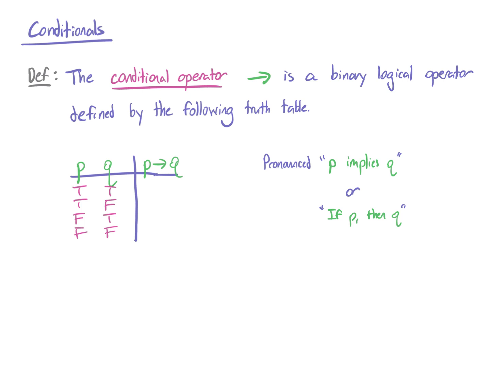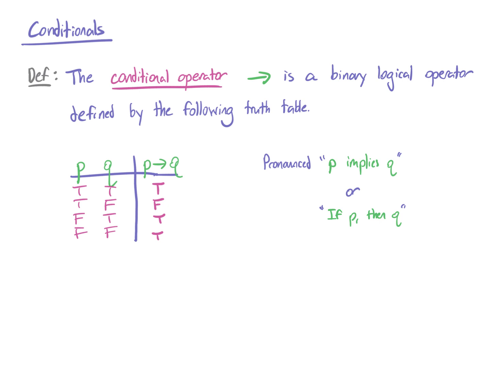Like every logical operator, it has a truth table. Let's go ahead and look at the truth table that this logical operator has. So we have two inputs, P and Q. P implies Q is true if both P and Q are true. If P is true, but Q is false, then P implies Q is false. If P is false but Q is true, then P implies Q is true. And if P is false and Q is false, P implies Q is true. So this is the definition of this logical operator.